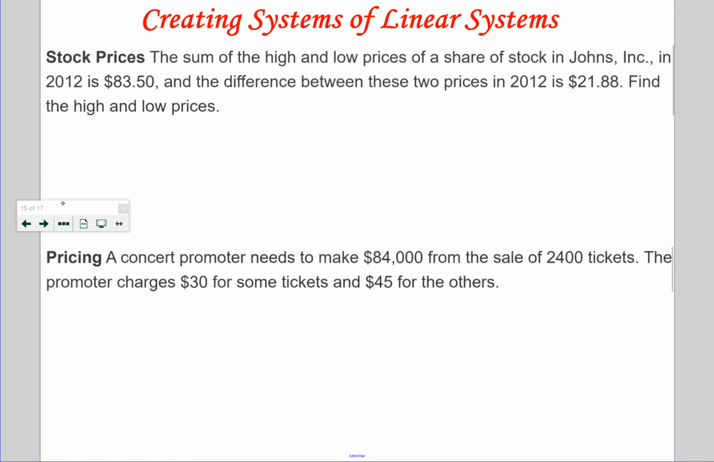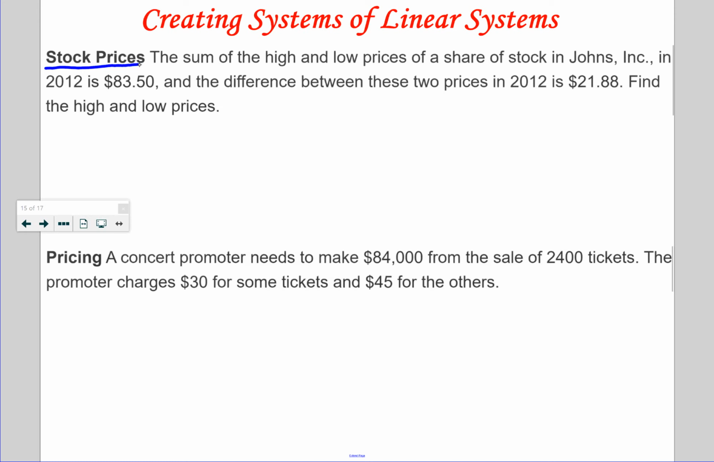The first problem has to do with stock prices. It says the sum of the high and low prices of a share of stock in John's Inc. in 2012 is $83.50, and the difference between these two prices in 2012 is $21.88. Find the high and low prices.